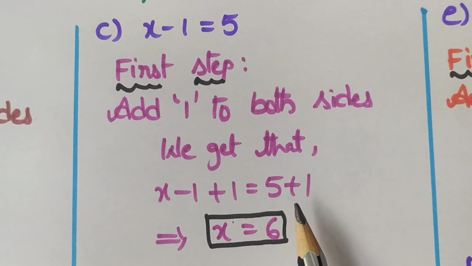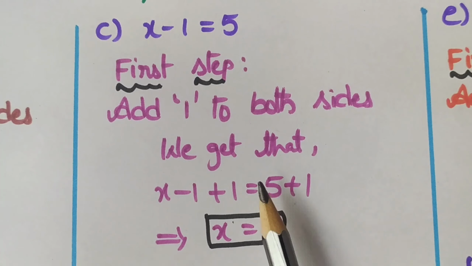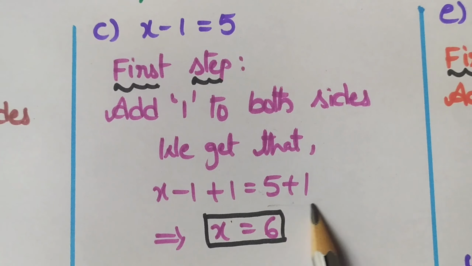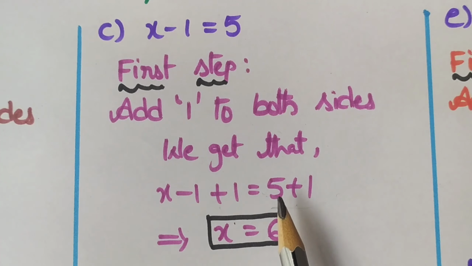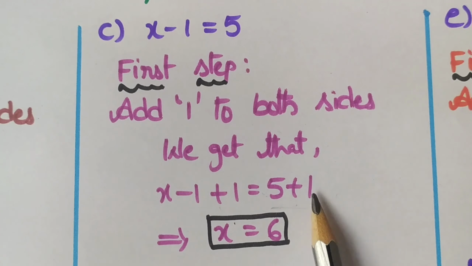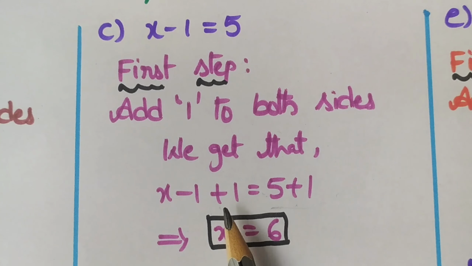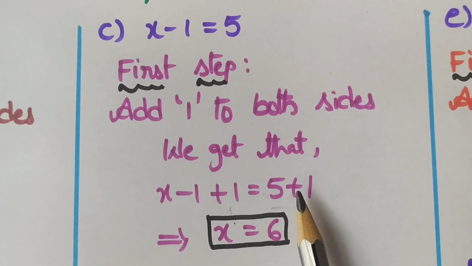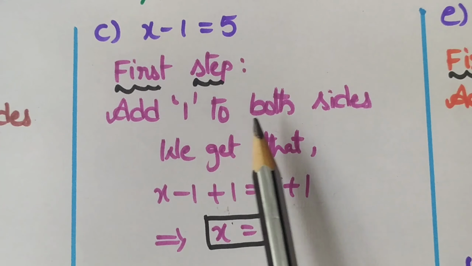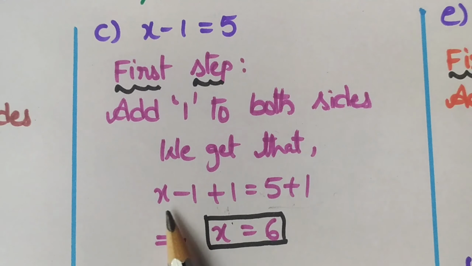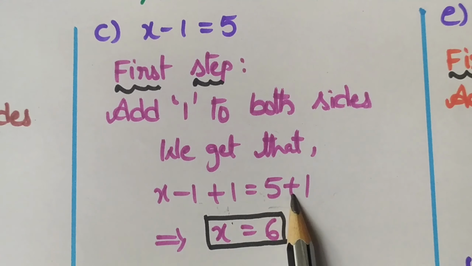Don't forget to add 1 for RHS. If you add 1 to LHS, then you should add 1 to RHS also. If you subtract 1 or any other number from LHS, you have to subtract it from RHS also as per the given equation. Now add 1 to both sides. We get that x minus 1 plus 1 is equal to 5 plus 1.